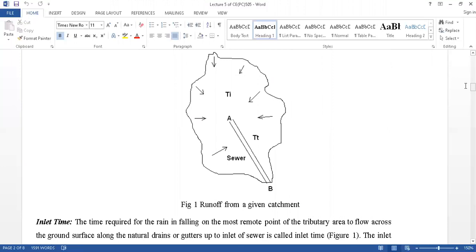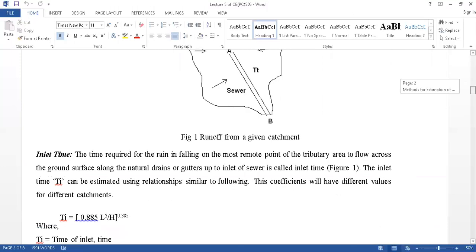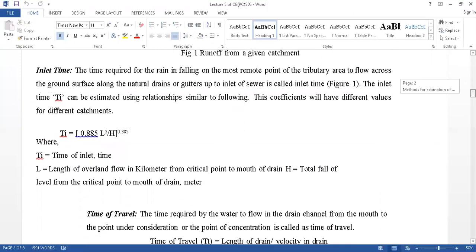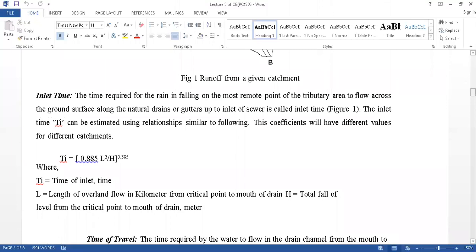Again, how can the inlet time be calculated? Some methodology is there to calculate the inlet time. Now I am going to the mathematical portion. It is the time required for the rain falling on the most remote point of the tributary area to flow across the ground surface along the natural drains or gutters up to the inlet of the sewer.